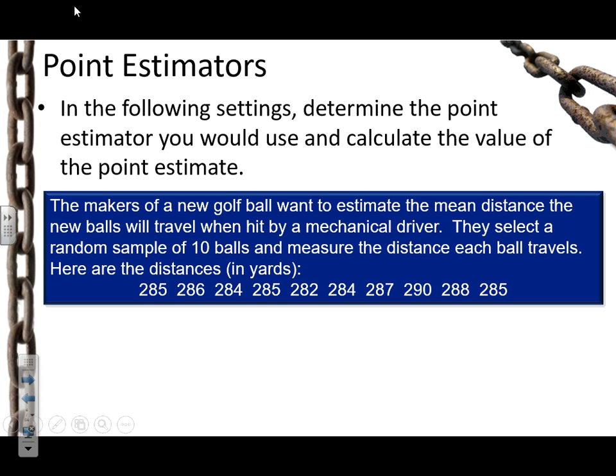So for this particular scenario, what would our point estimator be? It would be a sample mean. Okay? When we look at the words, we're looking at actual measurements in yards. They give us units of measure, which means we're talking quantitative. So we're looking at a mean distance. So our point estimator would be the sample mean. If I wanted the point estimate, so if I wanted to know what x bar actually equals, what would I need to do?